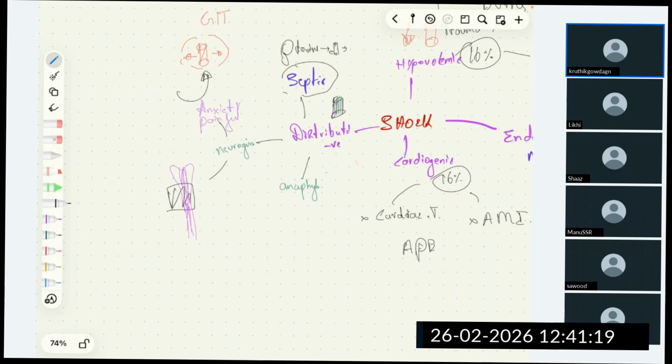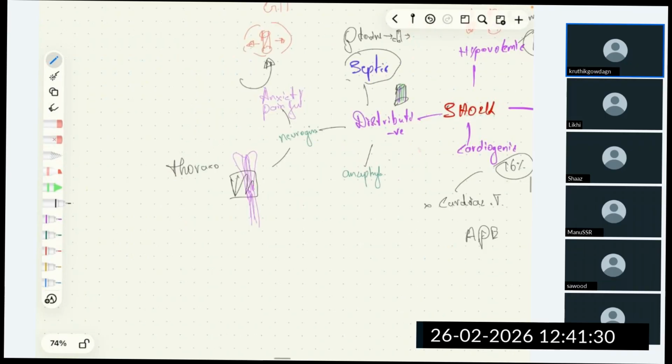the craniosacral outflow is this one. The thoracolumbar outflow is the sympathetic outflow. If there is damage to spinal cord at the level of thoracic or lumbar level, there will be vasodilation due to loss of sympathetic tone in the blood vessels. I hope you understood this.